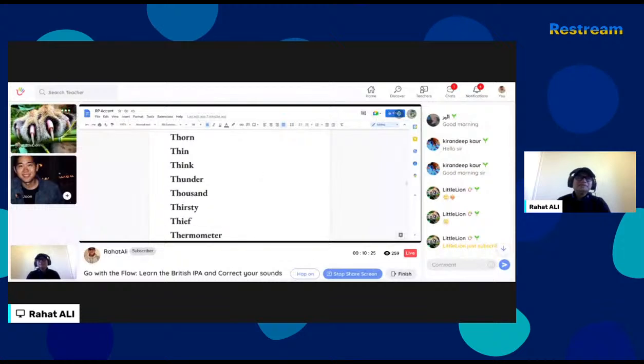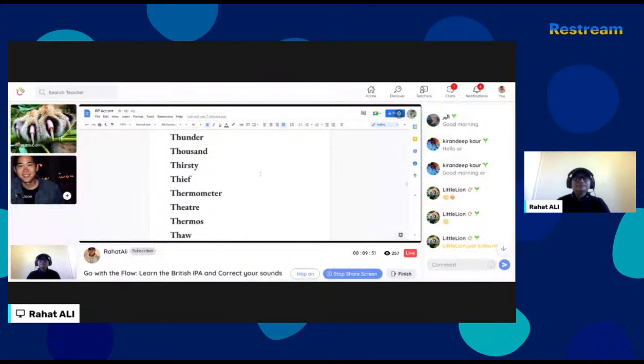Let's try together. It's a thorn, thing. Thorn, American English, thorn. British English, no R sound. Thorn, thing, thunder, thousand. Slowly, do not try to read faster. Give a pause. Thin, think, teen, thunder, thousand, thirsty, thief.